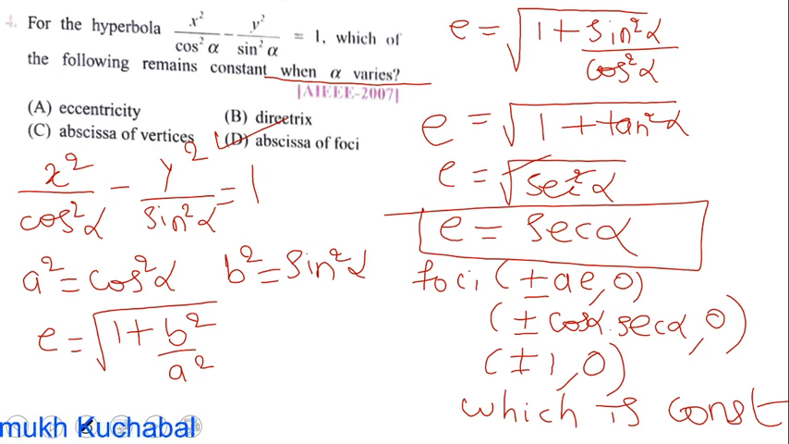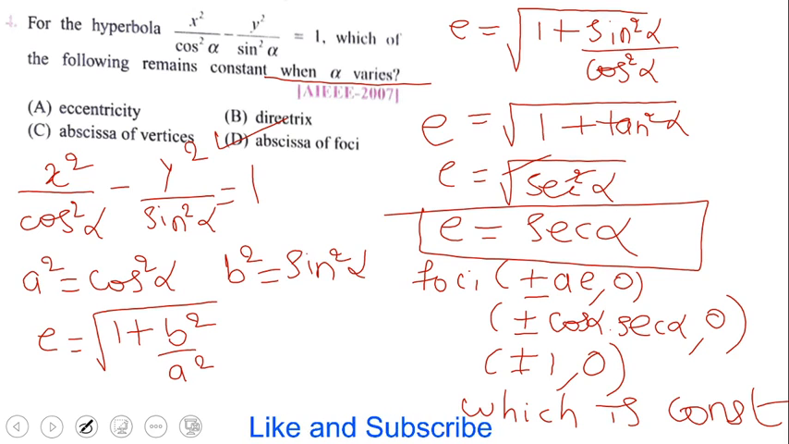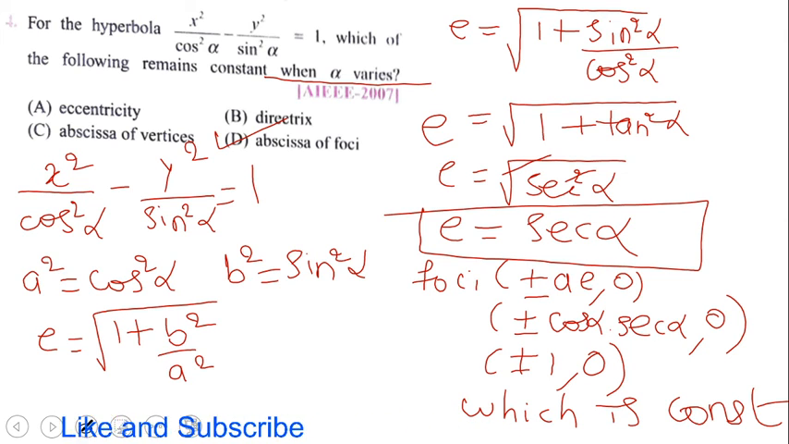So like this we have to calculate. Similarly, you can find the directrix and the abscissa of the vertices. They involve alpha, therefore alpha is a variable. We have calculated the abscissa of the foci, and therefore we got a constant answer. So option D is the right answer.